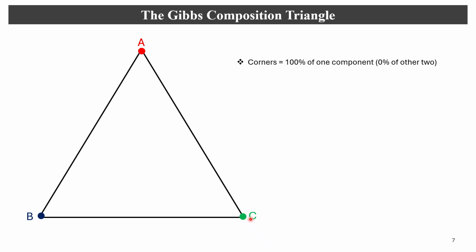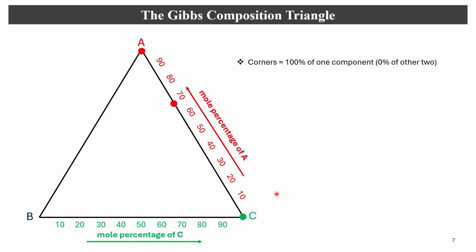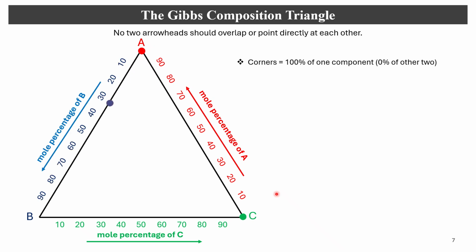Now let us see what happens along these edges. If I am moving from B to C, you can see that the percentage of C is increasing. If I am moving from C to A, you can see that the percentage of A is increasing. Similar is the case for B. When I am moving from A to B, the percentage of B is actually increasing.